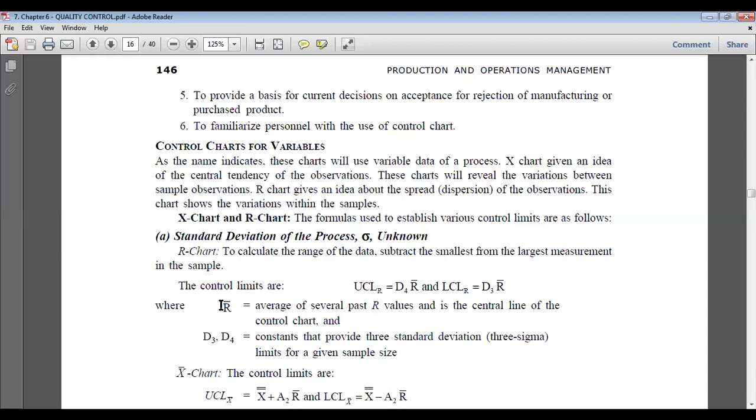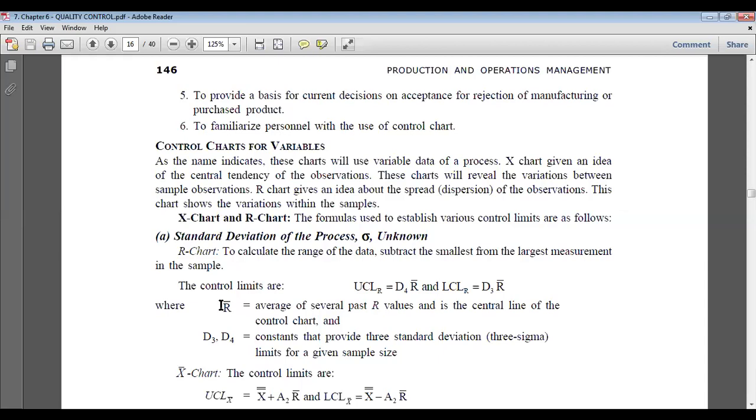Then we need the values of D3 and D4. These are taken from the standard deviation table, and D3 and D4 have fixed values for 3 sigma, which we'll be taking from that chart. First of all, we need to know the upper and lower control limits. For the upper limit we have D4 times bar R, and for the lower we have D3 times bar R. The D3 and D4 values will be given by the standard table, taking 3 sigma.